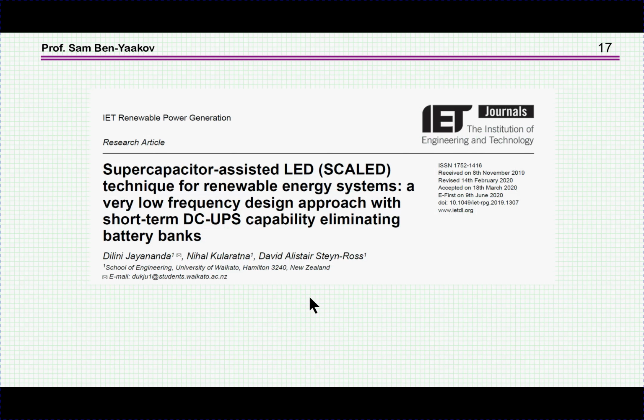So now I'm turning to a paper. Actually, it's one paper in a series of papers that was written by these authors. Not the same all the time, but some of them are the same authors. And it has to do with a supercapacitor assisted LED driver.